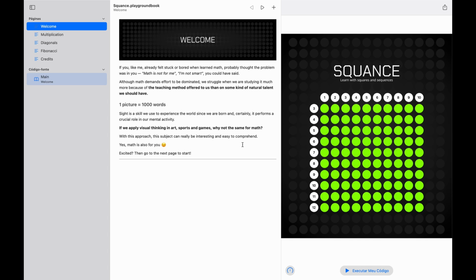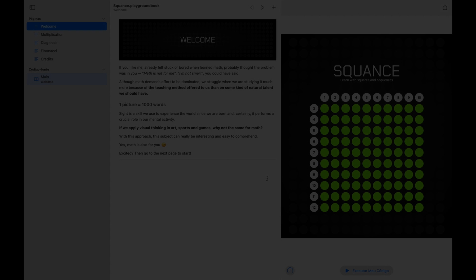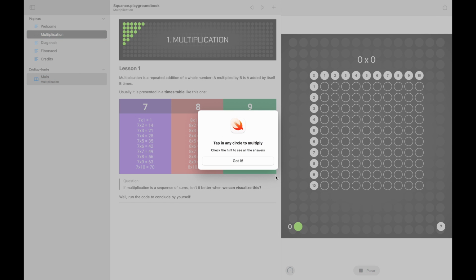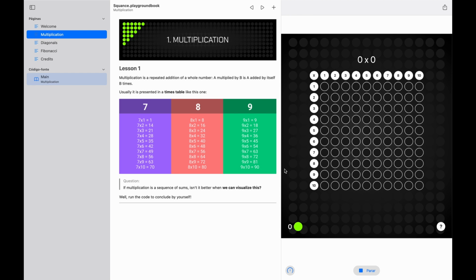The math conceptuality here is only one, the sequences, and I explored the use of colorful circles placed together in square-like shapes to animate and explain these concepts. Well, the first lesson is about one of the most trivial sequences taught to us, the multiplication, that is, a sequence of additions. Here, the page illustrates a scheme that shows how multiplication works in a way that you cannot see on the traditional times table.